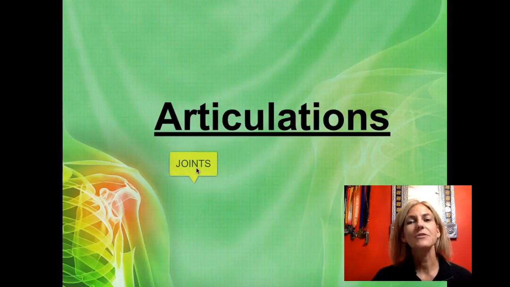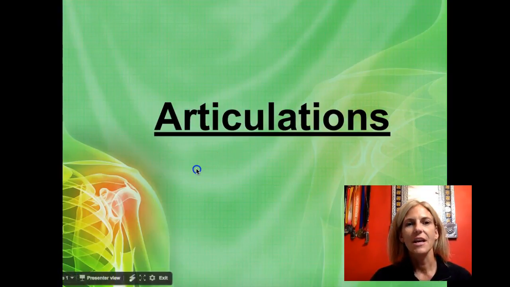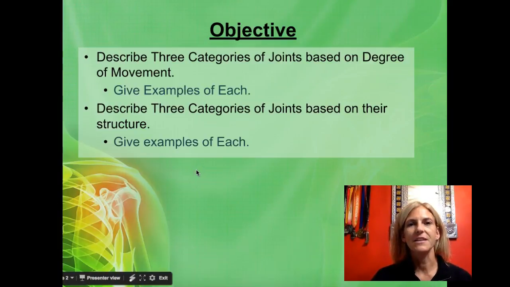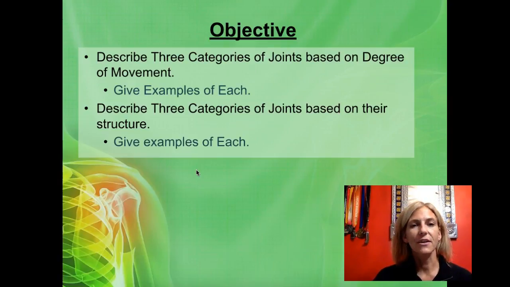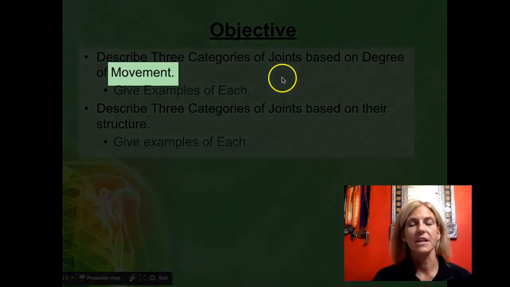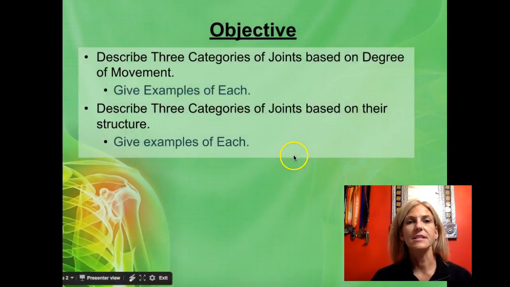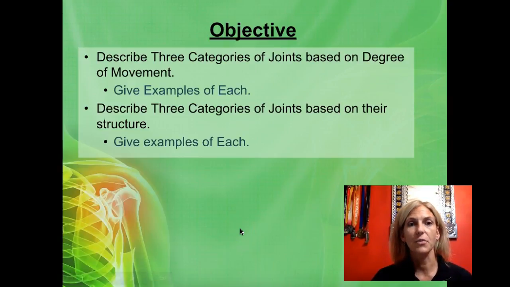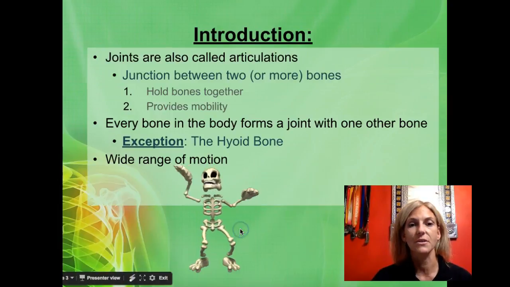We're going to talk about joints. When two bones articulate, they join together. So we have one main objective, and that's simply to categorize joints. There are two different categories. We can classify joints according to their structure, or we can classify them according to their function. Each of these has three categories. We want to be able to list examples of each category as it relates to function and each category as it relates to structure.